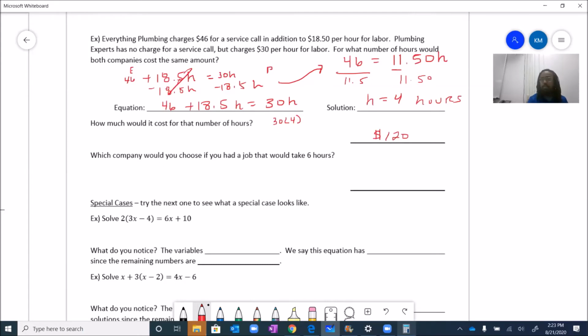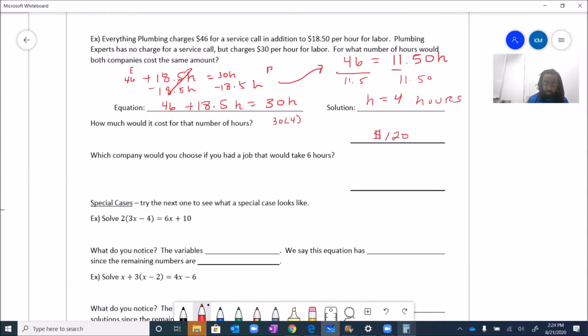The second question is more thinking about the equation and how it works out. It says, which company would you choose if you had a job that was going to take 6 hours? Well, we have to think about who's cheaper first. Because if at some point they meet, then that company is not going to be cheaper later. Okay, so we could plug in 6 hours to both equations and see.